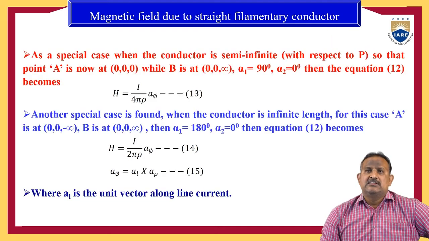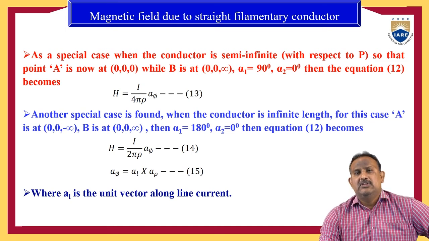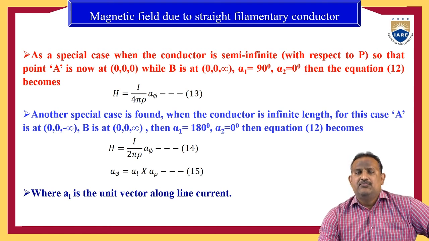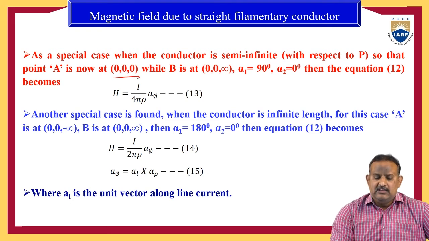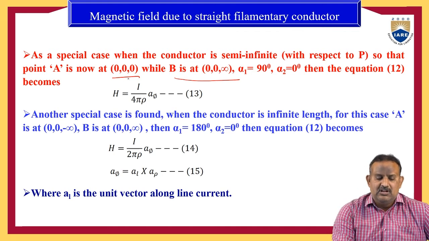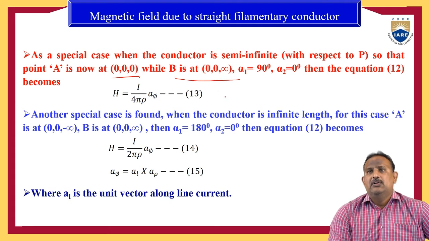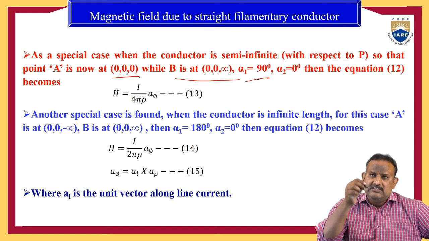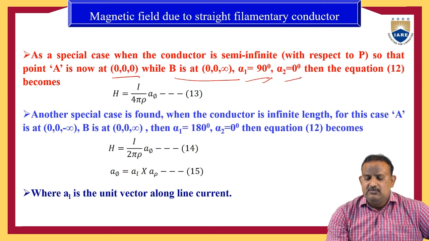Therefore, as a special case, if you assume the semi-infinite line, we have A and B. The point A is at the origin and the point B moves towards infinity. Therefore, the coordinates of A are 0, 0, 0 and the coordinates of B are 0, 0, infinity. Now, the angle alpha 1 becomes 90 degrees because the point A is at origin, it makes an angle of 90 degrees, and alpha 2 is equal to 0 degrees.